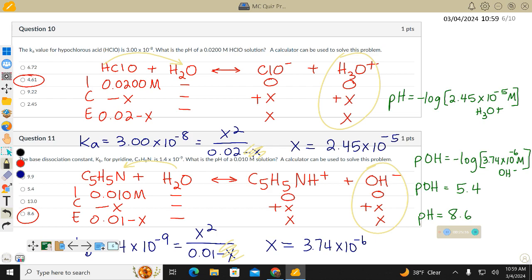So really, really similar ice tables. The main difference is just that when I've got a base, I got one extra step at the end. I'm going to get the pOH, and I have to subtract from 14 to turn it into a pH.